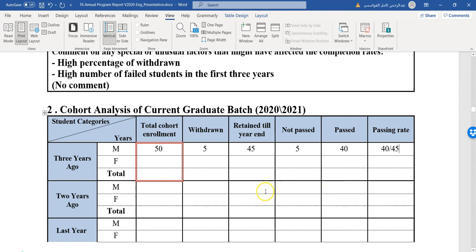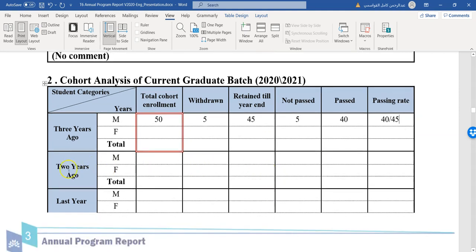Okay, now in the second year, I will begin with the 40 students who passed. 40 students in the next year from the same cohort.